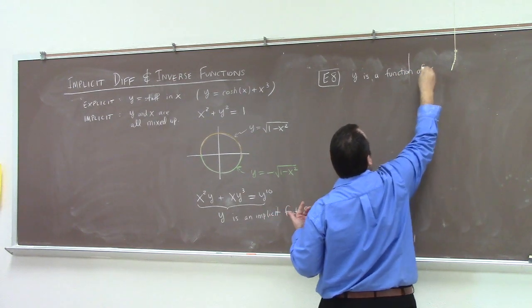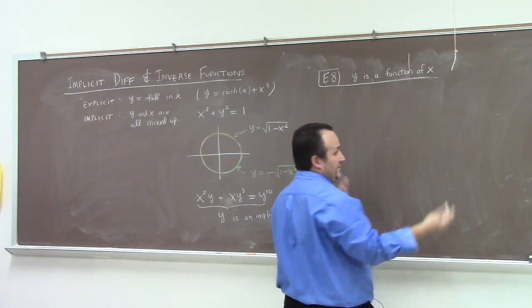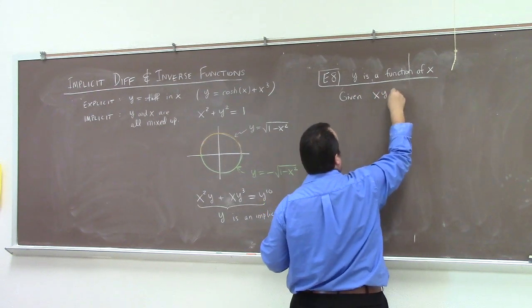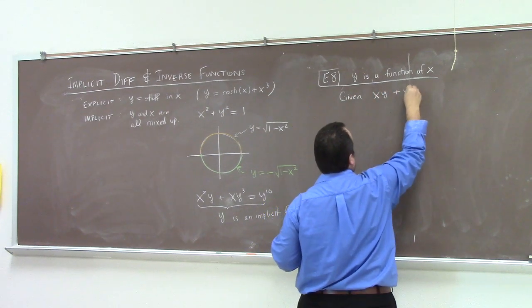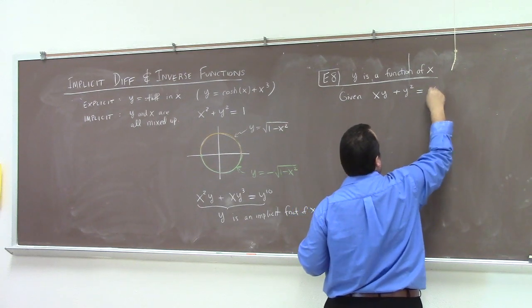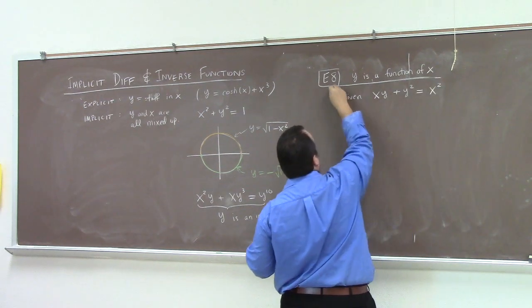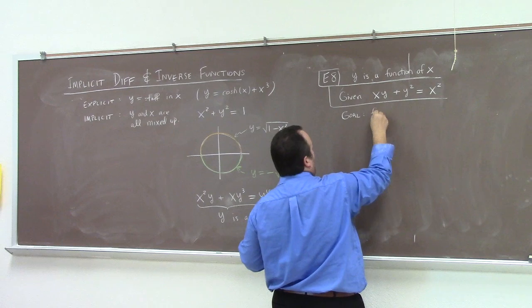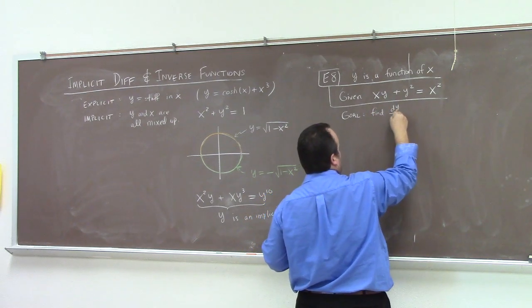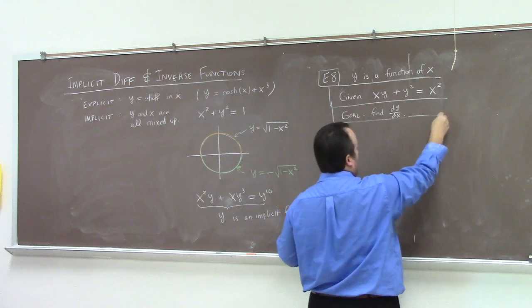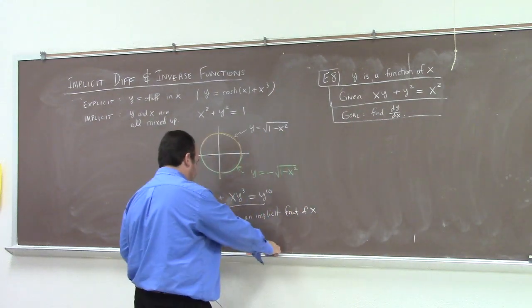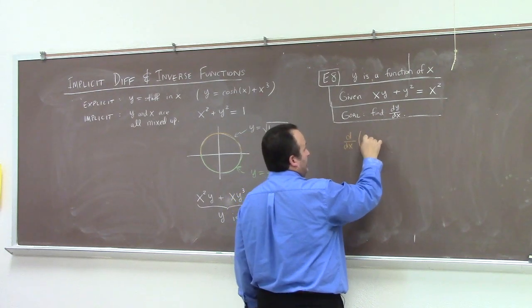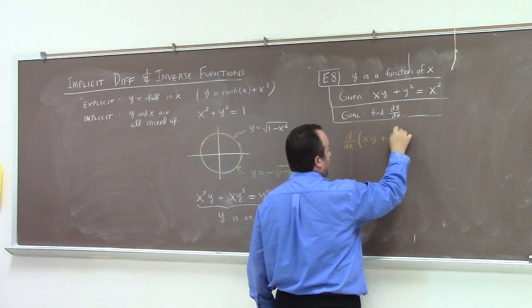All right, so basically the rule is here, y is a function of x. That's the key concept. So we're given that xy plus y squared equal to x squared. All right? Goal: find dy/dx. All right? Here's how it goes. We differentiate the equation which implicitly defines y as a function of x.